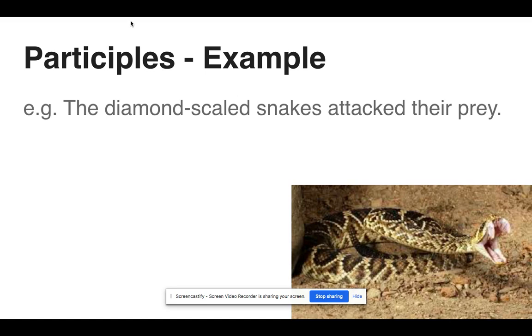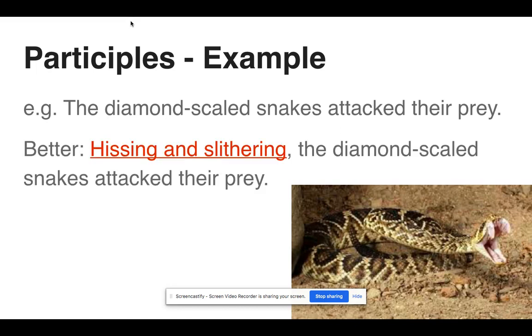Here's a sentence. The diamond-scaled snakes attacked their prey. Now this is a fine sentence, but if we wanted to add a little bit more description and more detail, we could add a few participles. Hissing and slithering, the diamond-scaled snakes attacked their prey. Here you see the underlined words highlighted in red, hissing and slithering. These are examples of participles.